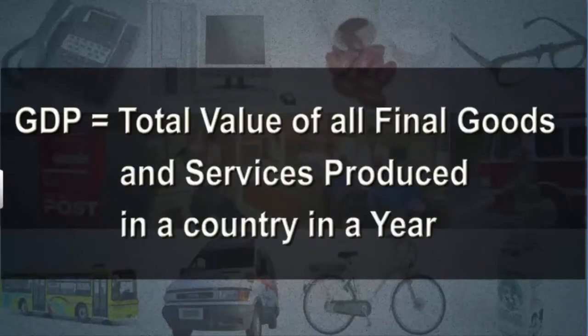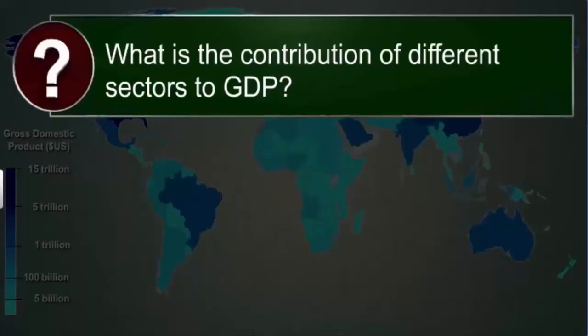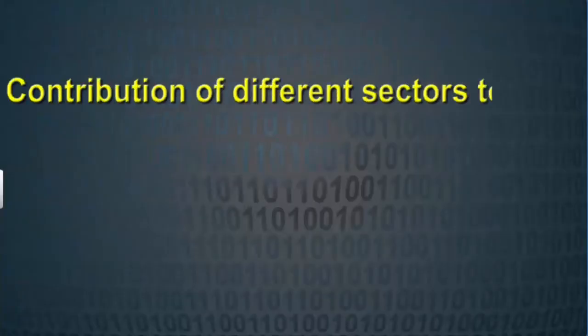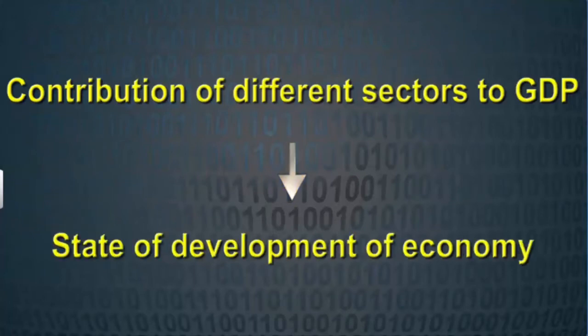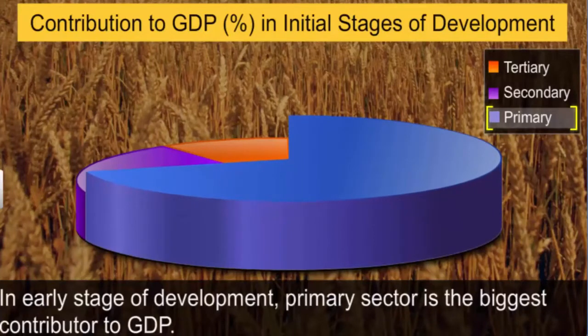GDP is a globally accepted indicator of the size and health of a country's economy. Let us now see how much different sectors contribute to the GDP of a country. Statistical data reveals that the contribution of different sectors to the GDP of a country depends on the state of development of that country's economy. An economy starts developing based on natural resources and products. Thus, at the initial stage of development, the primary sector is the biggest contributor to GDP.